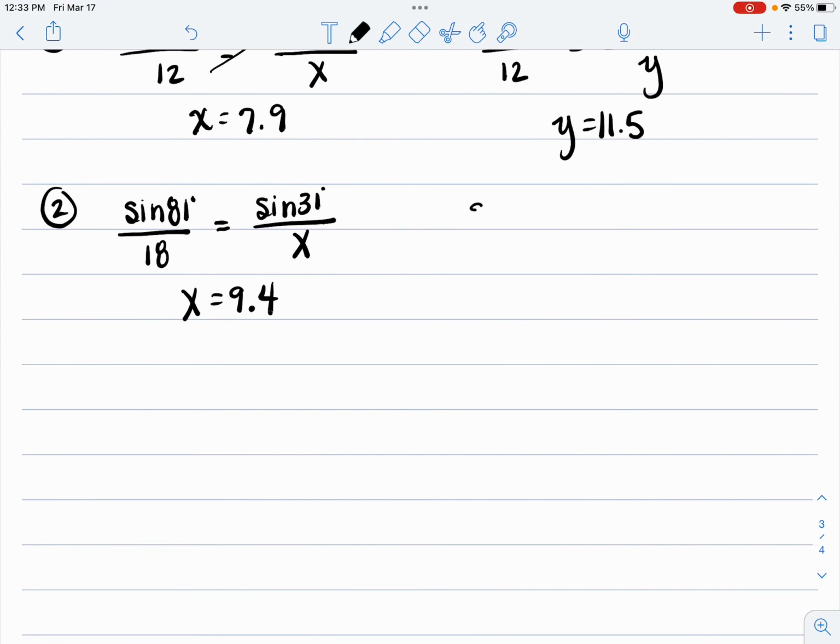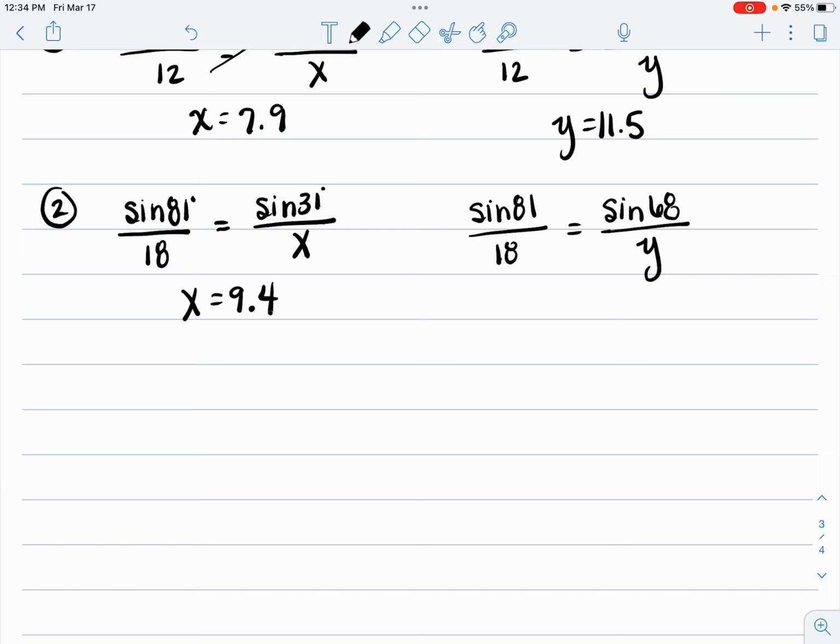Again, I'm going to keep the sine 81 over 18. All right, that's still true. I'm still going to use it. It's just now, since I'm finding the y value, I need to use that sine of 68 because it's across from the y value. So this time I'm going to do 18 times the sine of 68.